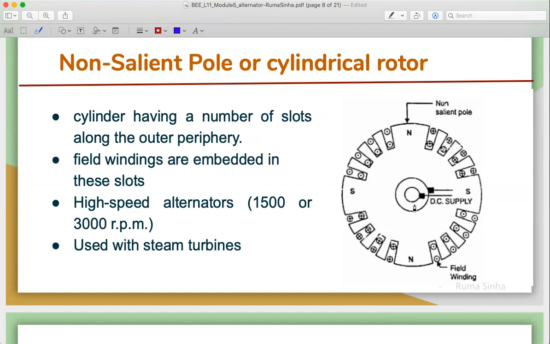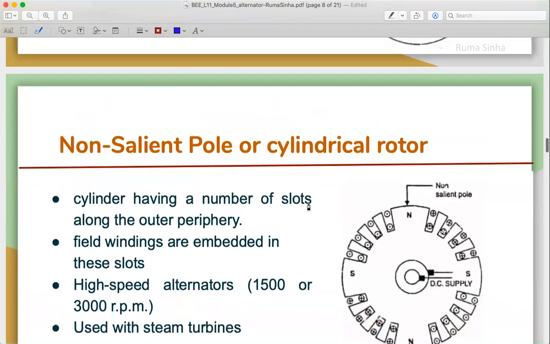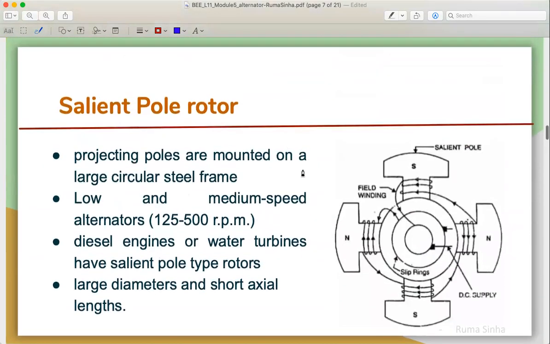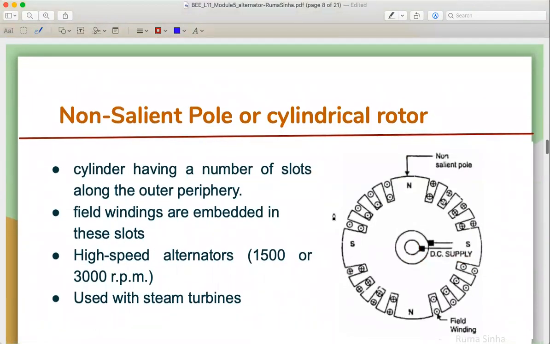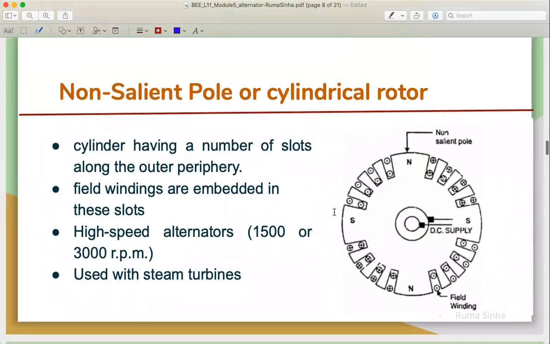This is used in steam turbines. And the number of poles in cylindrical rotors is comparatively less with respect to the salient pole rotor. We will see later, as the number of poles is increased, the speed is reduced to have the same frequency.